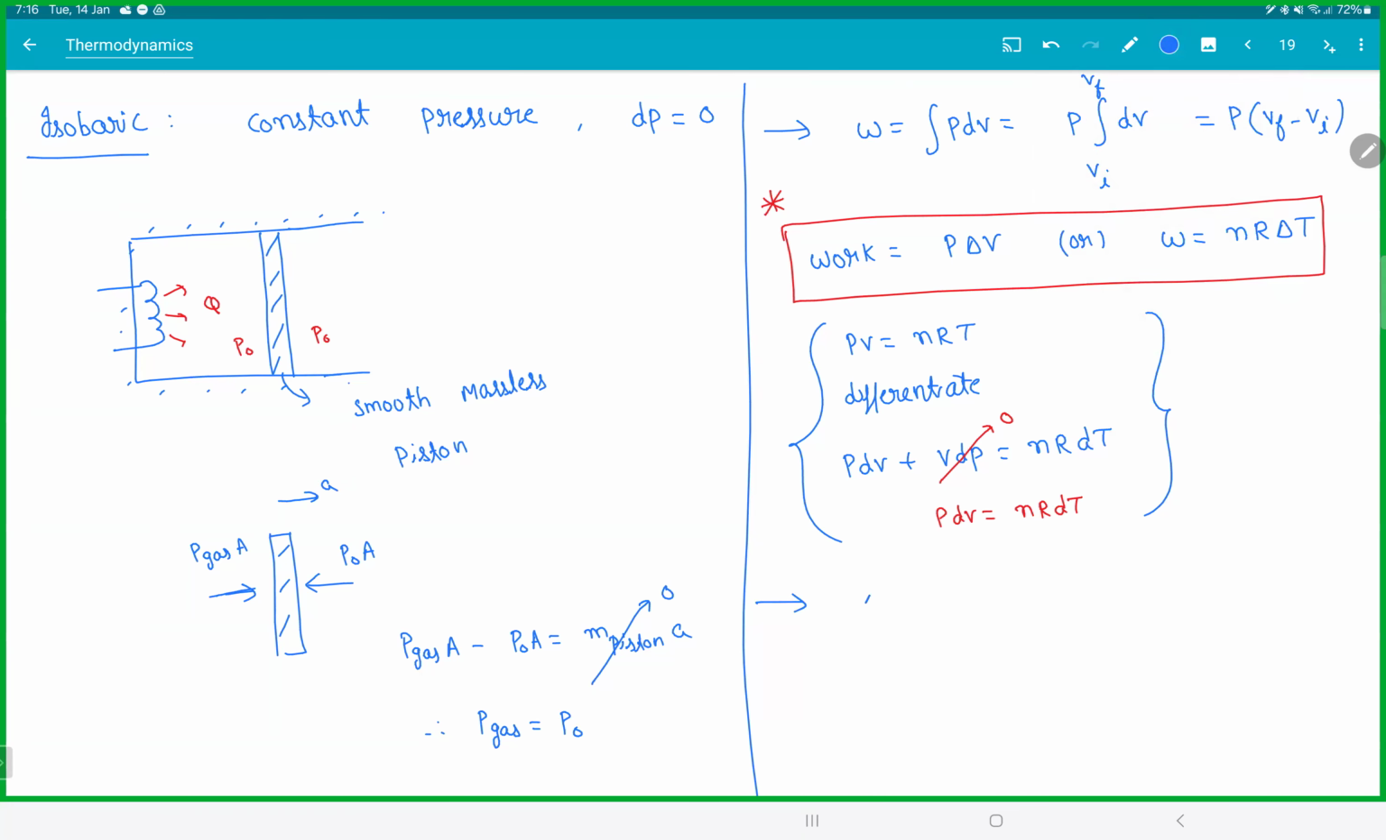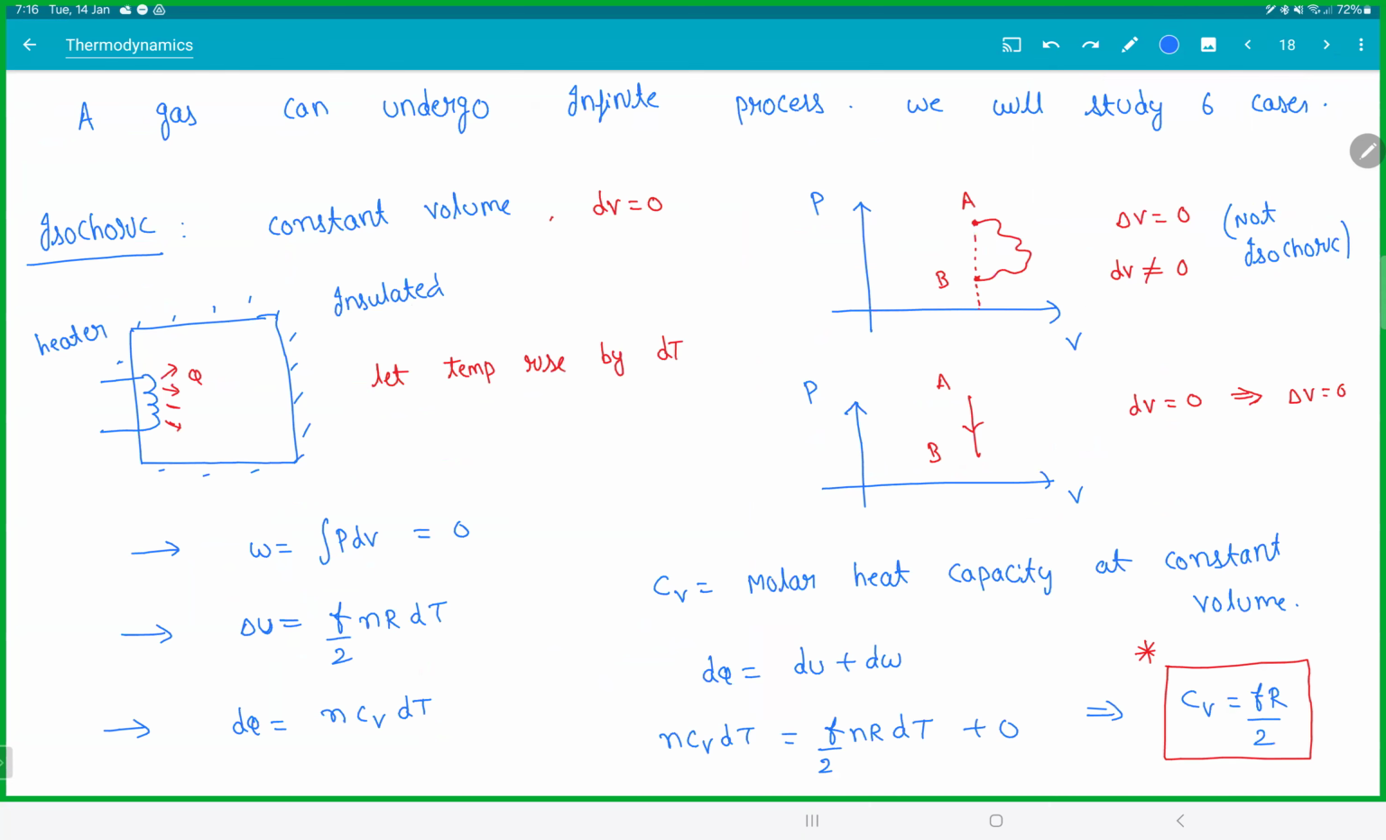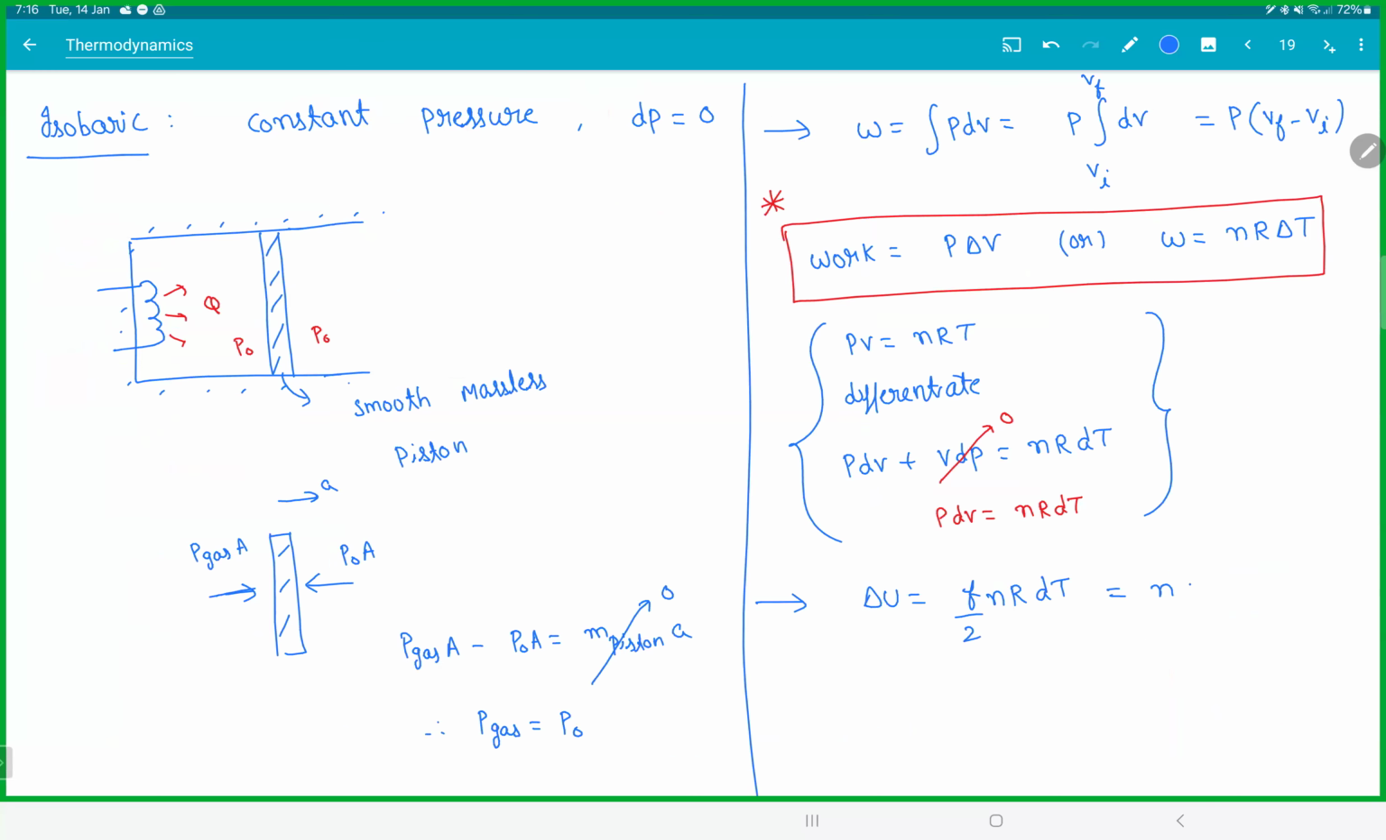The second one, delta U. Like I said, this is the best one. What is delta U? f by 2 nR dT. Meaning I don't care what process it is, I'll always write f by 2 nR dT. It's a state function. But there is something here. Just now we proved in the previous isochoric process that fR by 2 is CV. Are you getting it? So I can use this as nCV dT. Now, don't get confused. Some people will get a confusion there. Sir, you said this is isobaric. Why are you using CV here?